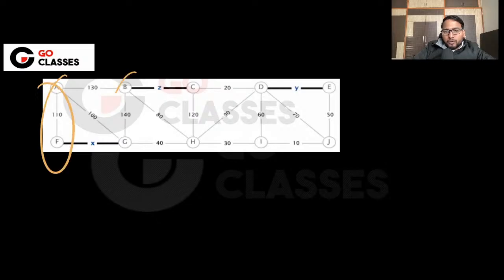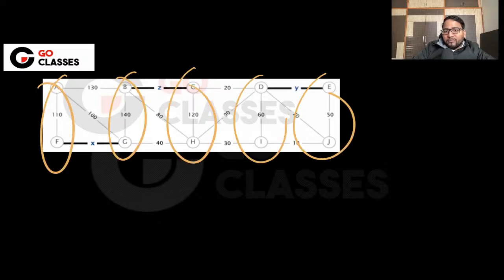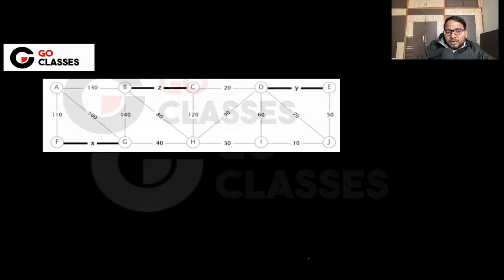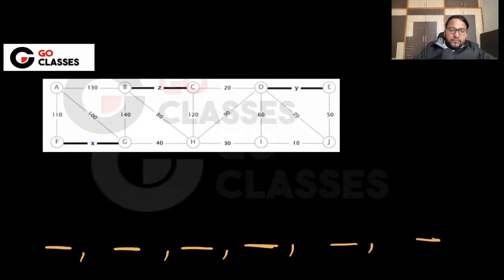2, 1, 2, 3, 4, 5, right? 10 vertices are there, so 9 edges must be there. 3 are given to you, so 6 are not given basically, right? 6 are not given: 1, 2, 3, 4, 5 and 6. You just tell me what are these 6 edges?